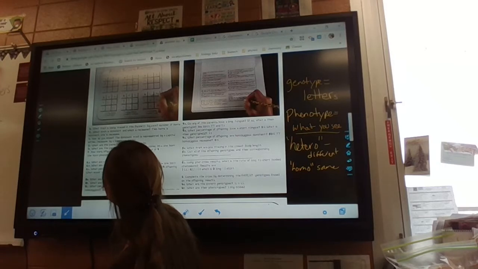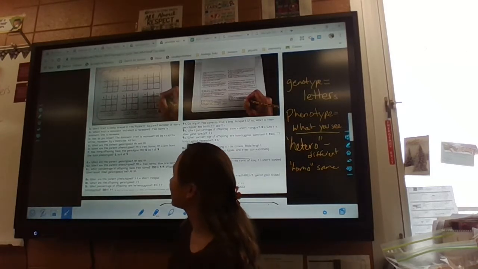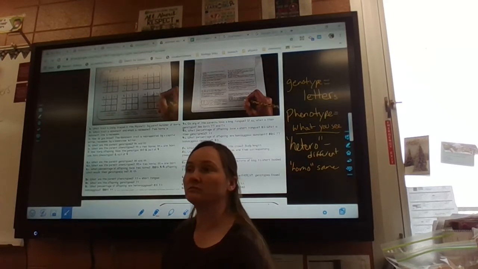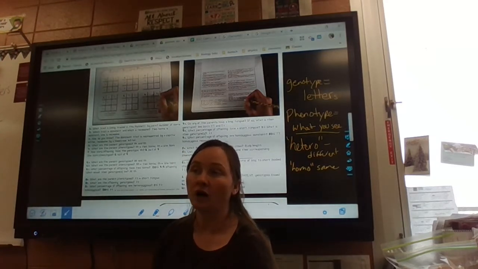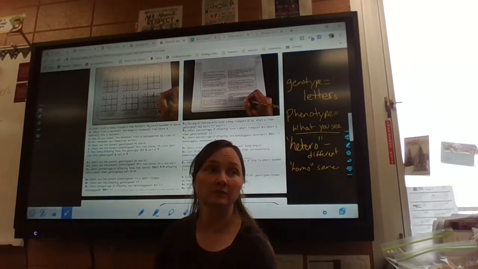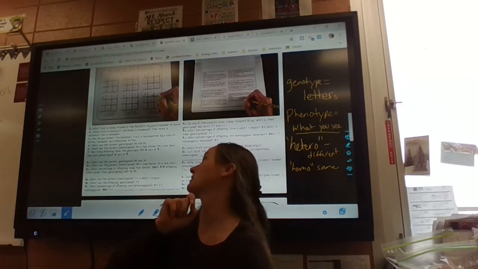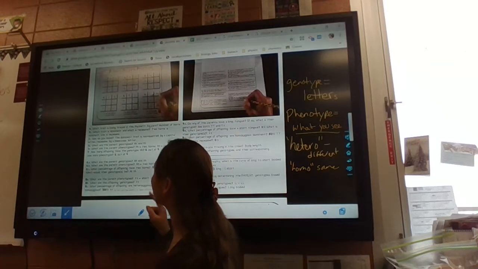All right, and then what would be their genotypes of their children? All of them. They'd be the same genotype, wouldn't they? So what is it? 2 letters. What are they? Capital H, lowercase h.